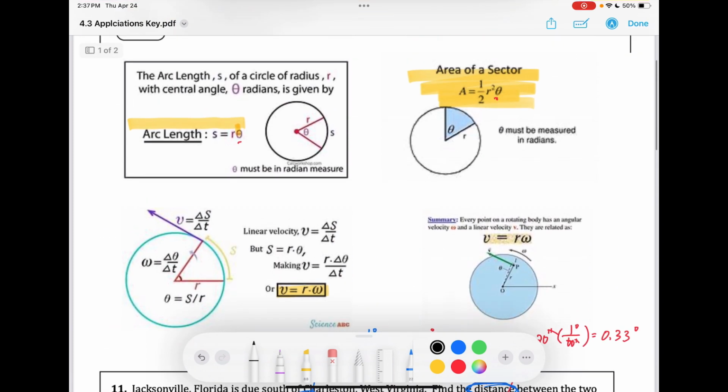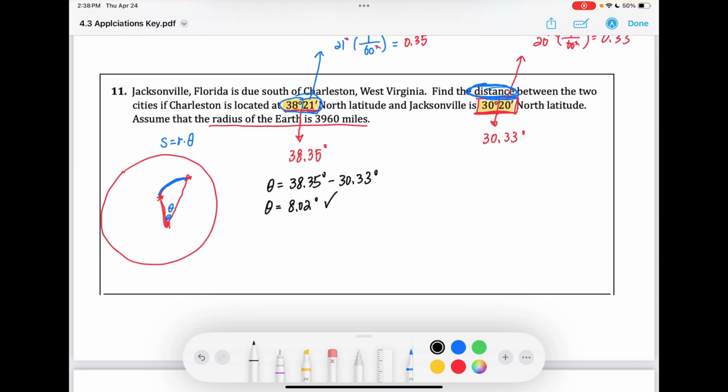Recall the formula we mentioned: when I figure out the arc length, I need to use the central angle in radians. So I need to do a conversion. This is 8.02 degrees times, remember, pi over 180 degrees. The degrees cancel out. So 8.02 times pi, then divide by 180. Shall I have a decimal? Of course. I'm going to round it to 2 decimals, 0.14. Remember, this is in radians.